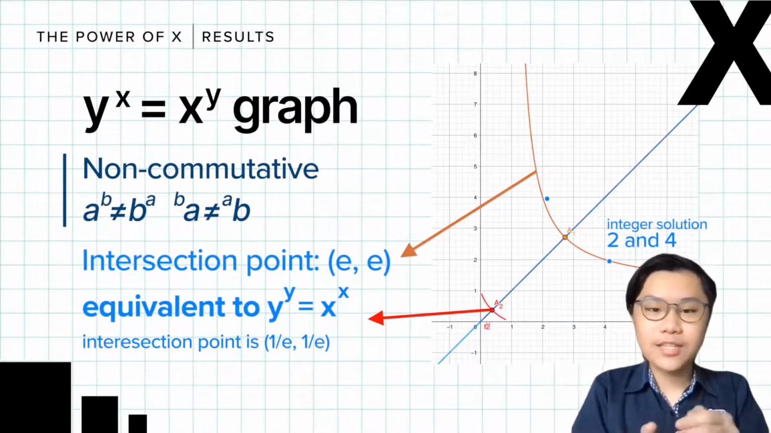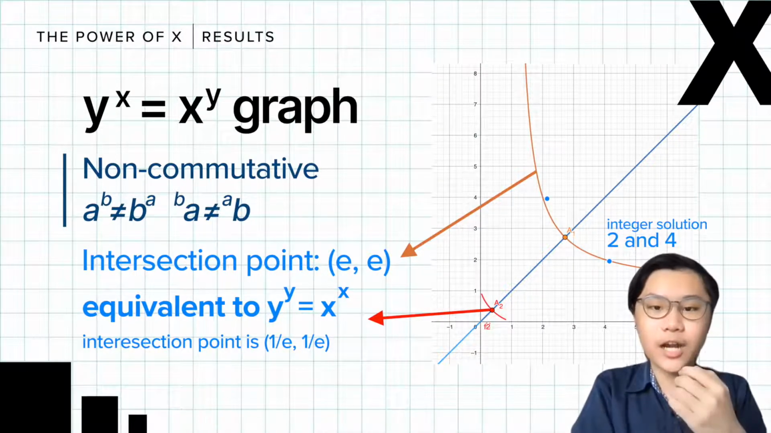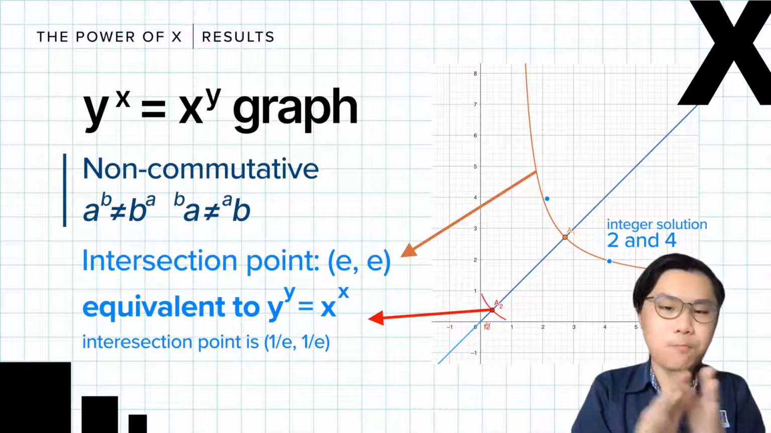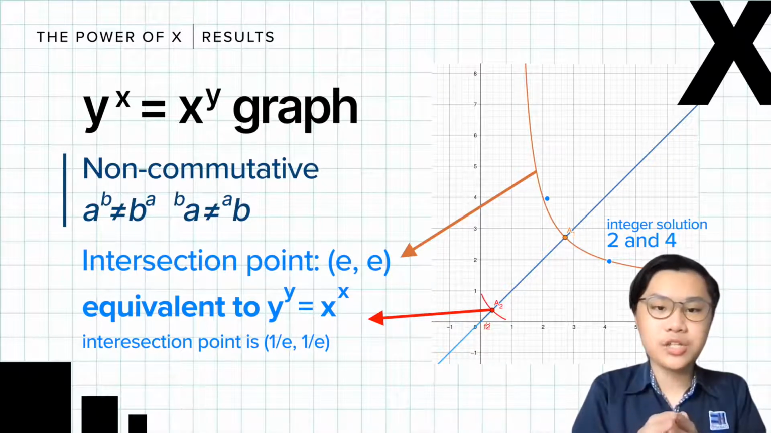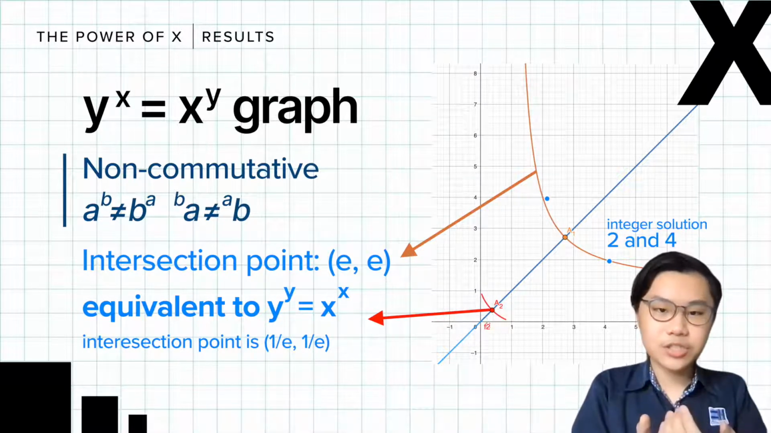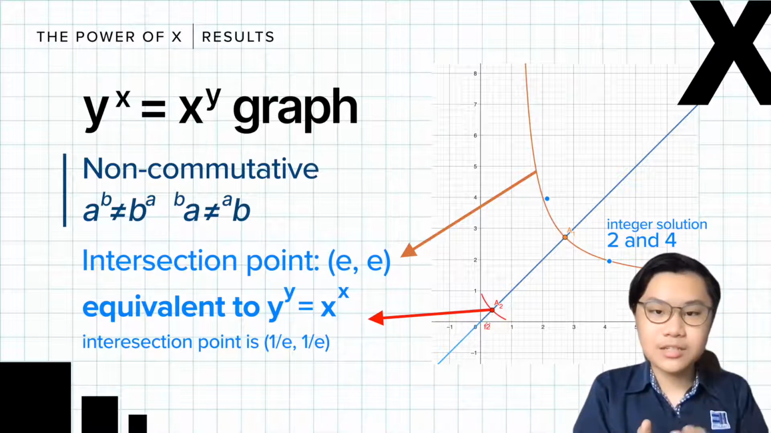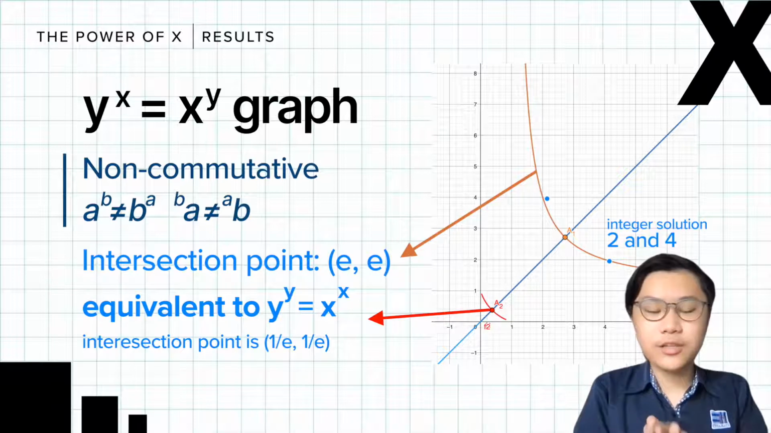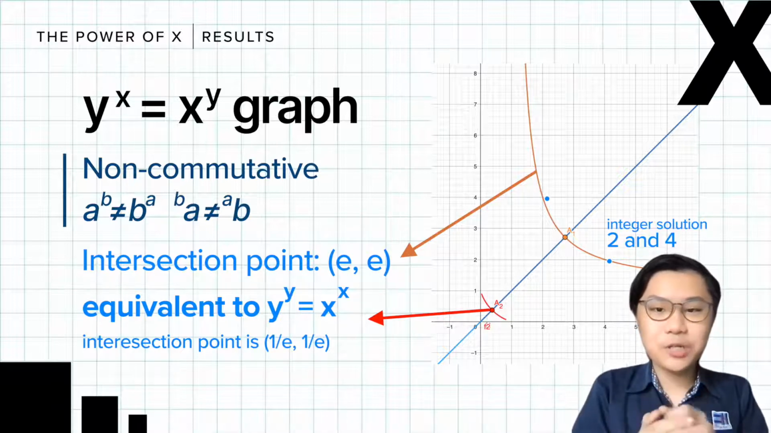Next is the y raised to x equals x raised to y graph. This shows the times where you can move around the numbers in exponentiation and the result is the same, called commutative. But that doesn't always apply. It only applies at the integer solution of 2 and 4, as well as this curve, and also when y equals x, of course. And their intersection point is (e, e). This graph is also equivalent to y equals x to the power of x with a smaller intersection of (1/e, 1/e).